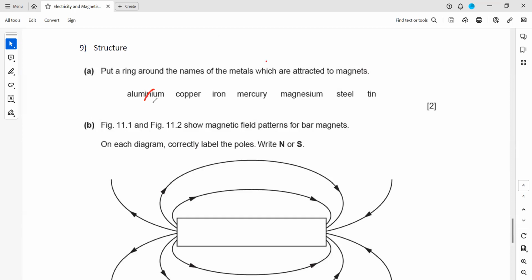Put a ring around the names of the metals which are attracted to the magnet. So aluminium is not attracted to the magnet, copper is not, iron is, mercury is not attracted, magnesium is not, steel is attracted, tin is not attracted. So iron and steel are the magnetic materials. One is a soft magnetic material, which is easy to magnetize and demagnetize. One is a hard magnetic material.